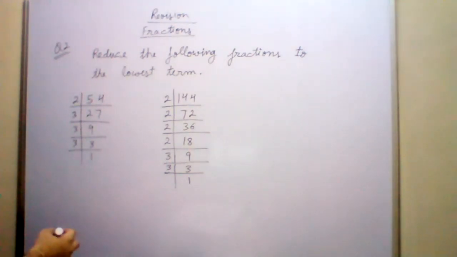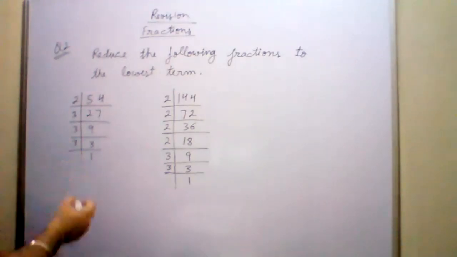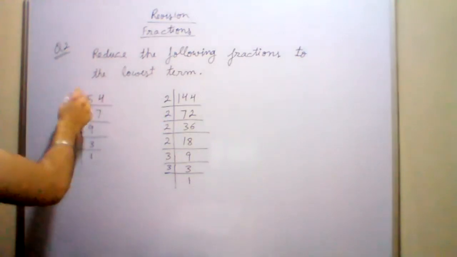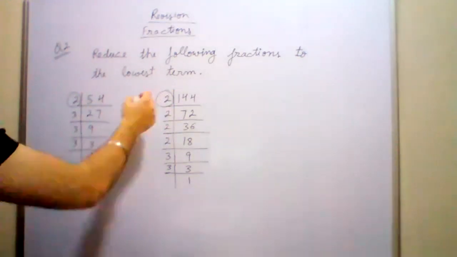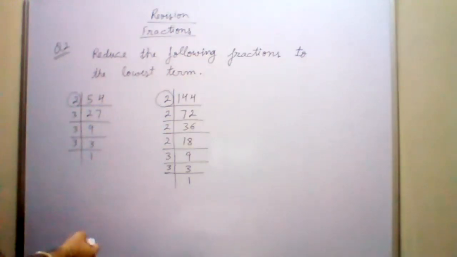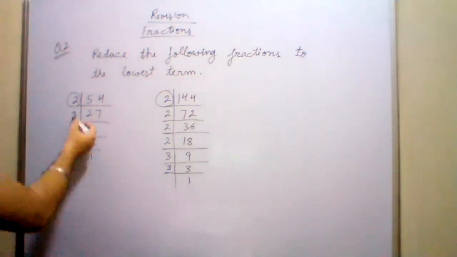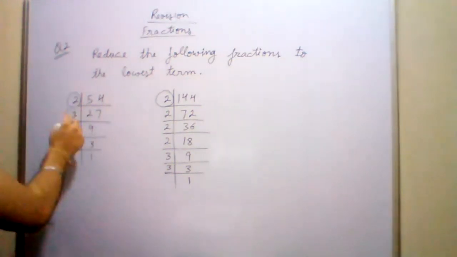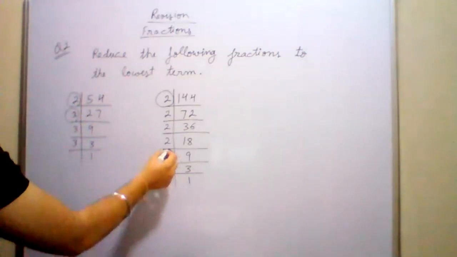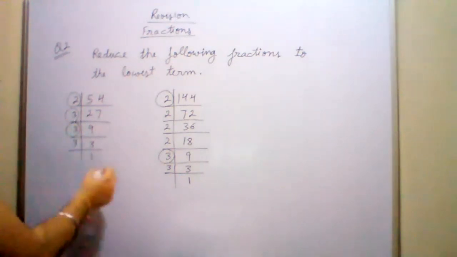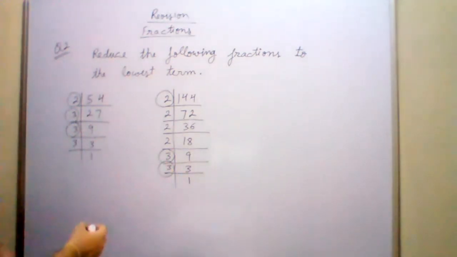So how to do this? You just count how many times 2 is coming. Here only one time, and here it is coming 3 times. So you will take one time 2 from both the sides and just count the number of 3s. Here the 3 is coming 3 times. Here 3 is coming only 2 times. So 1 3 from here and 1 3 from here. Another 3 you can take from here.